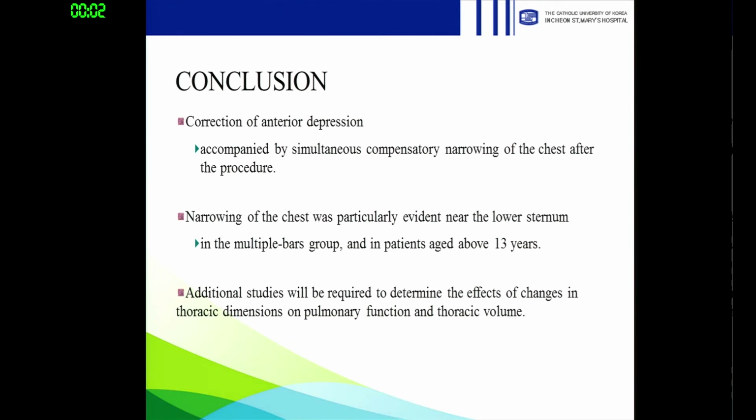Further study will be required to determine the effects of change in thoracic dimension on pulmonary function and thoracic volume. Before this study, we could only have a subjective expectation of compensatory narrowing of T diameter, but after this study, our significant result of narrowing T is meaningful in deriving an objective result rather than an expected interpretation. However, I think to validate this result, we have to find a relationship between our parameter and chest volume.